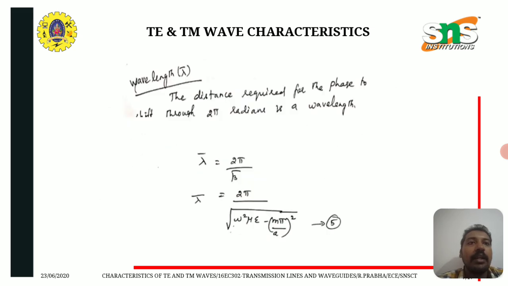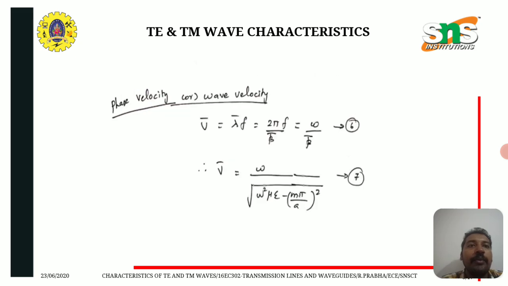The wavelength lambda, the distance required for the phase to shift through 2 pi radians, is a wavelength. Lambda equal to 2 pi by beta, and substituting the value of beta, we get lambda equal to 2 pi divided by square root of omega square mu epsilon minus (m pi by a) the whole square. Phase velocity or wave velocity is calculated from the equation v equal to omega by beta. After substituting the value of beta, we get phase velocity equal to omega divided by square root of omega square mu epsilon minus (m pi by a) the whole square.